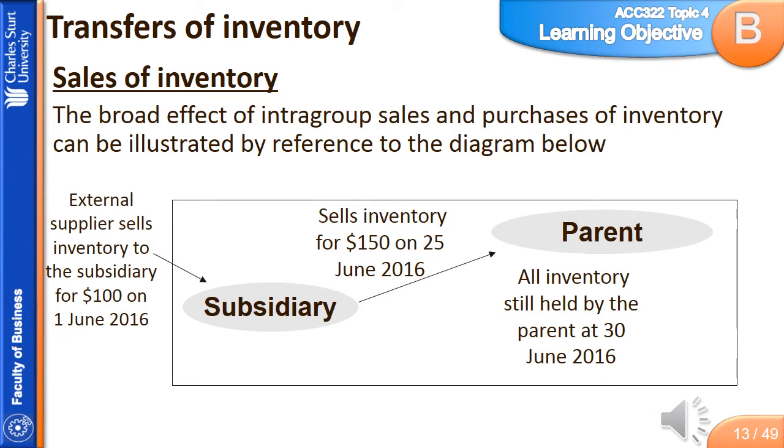And then it says below the parent that all inventory was still held by the parent as at the 30th of June 2016. Okay, so that $50 of profit has not been realized outside of the group, so this needs to be eliminated within the consolidated accounts.